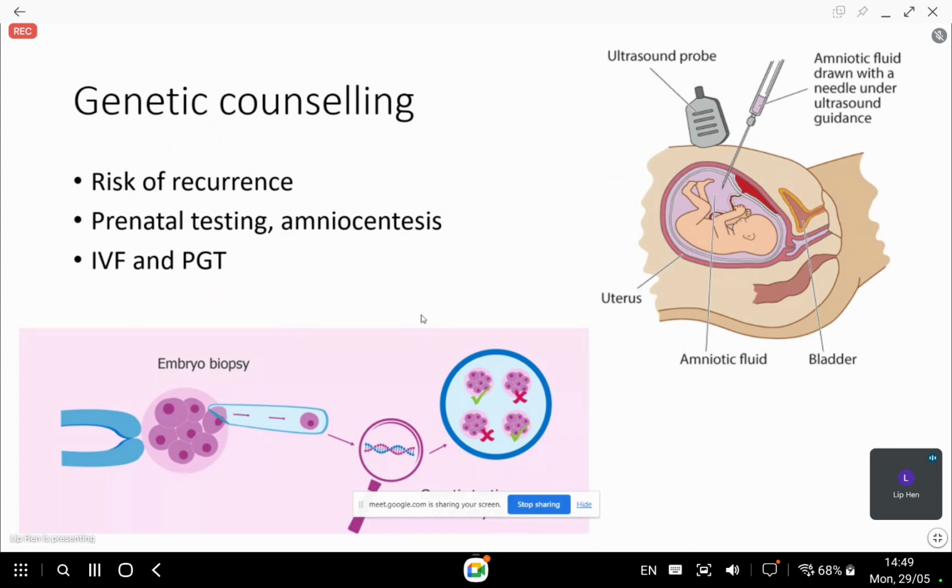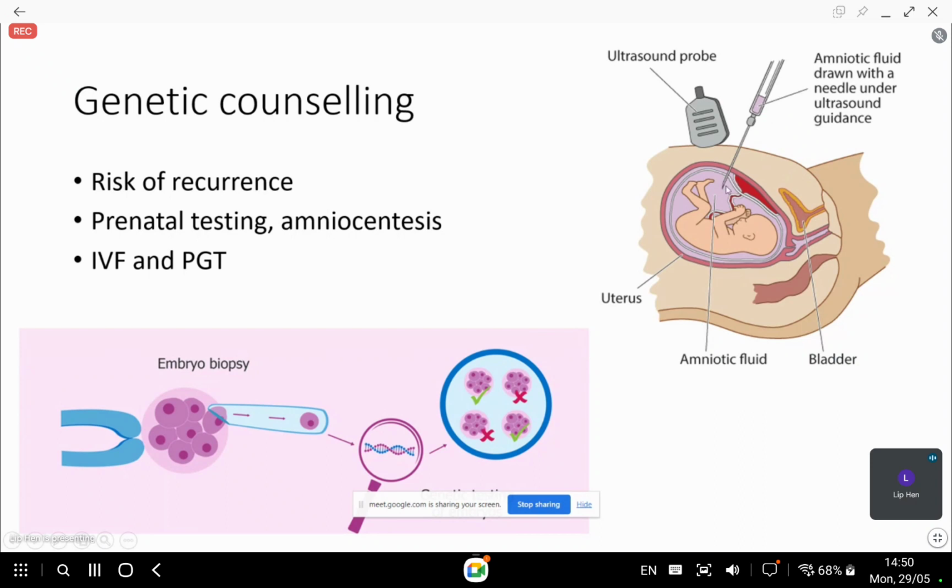So we provide genetic counseling for the family. We explain to them the risk of recurrence, and we give them the option of prenatal testing, which usually involves either a CVS or amniocentesis. Amniocentesis is usually done at a gestation of 15 to 16 weeks and above, done by fetal maternal specialists as an ultrasound-guided procedure. They collect the amniotic fluid and send it overseas to look for aneuploidy.